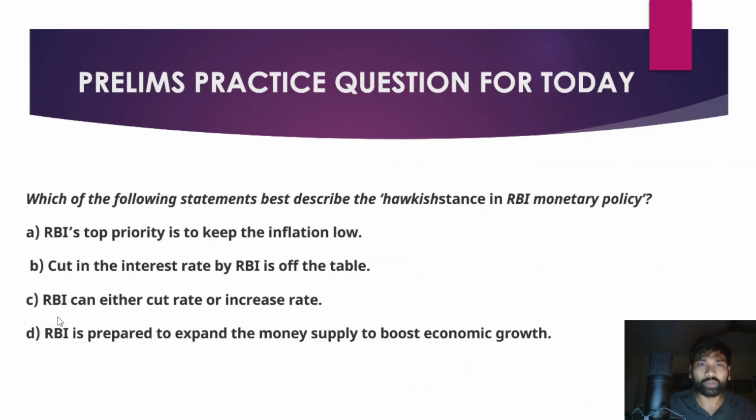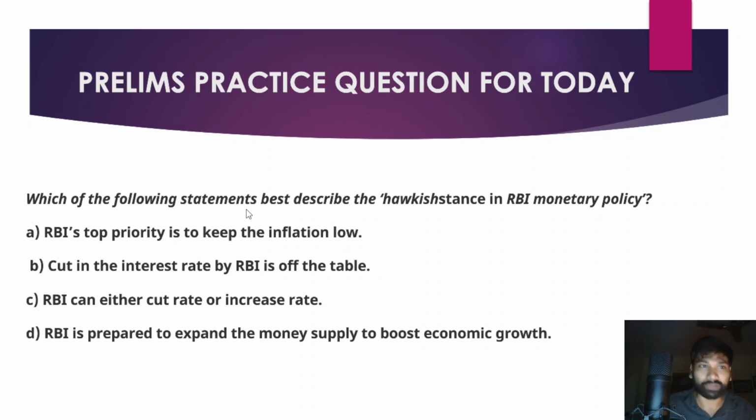Right. So today also I have a very important practice question, and there is a probability that these types of questions are asked by UPSC, right? So the hawkish stance of RBI monetary policy and the dovish stance of RBI monetary policy, what do they indicate? So the question is, which of the following statements best describes the hawkishness in RBI's monetary policy?